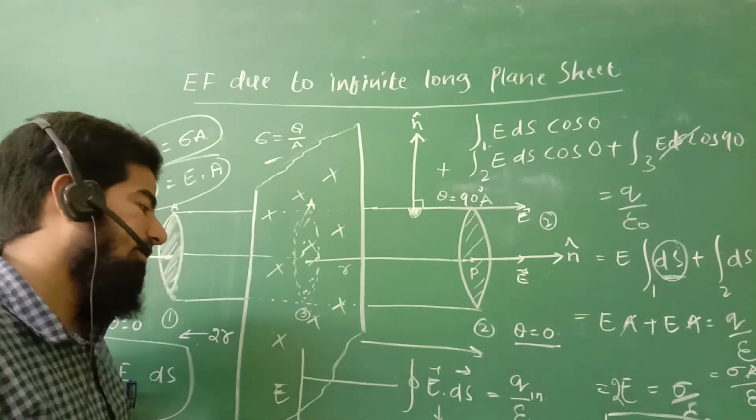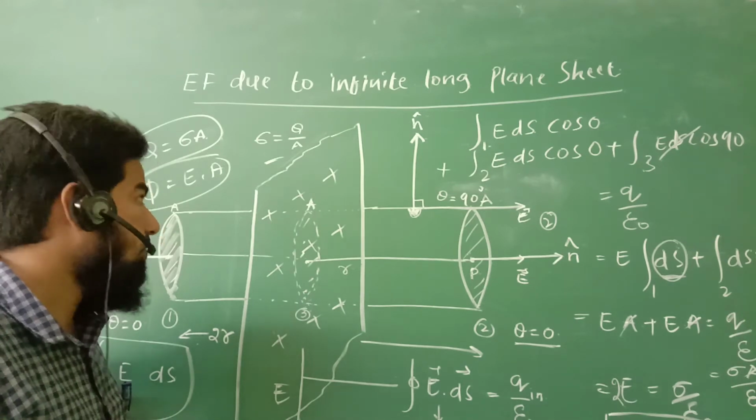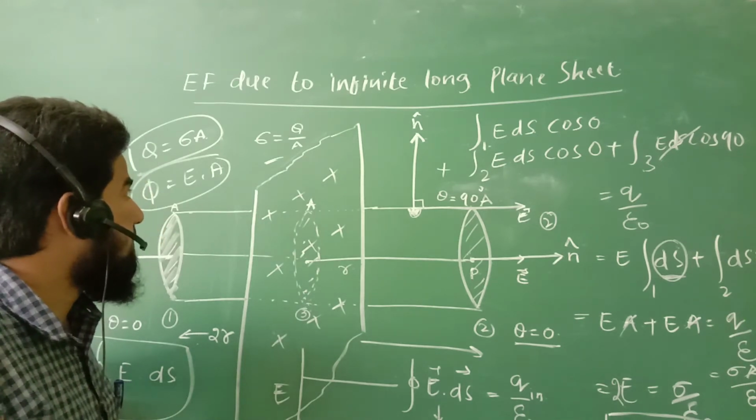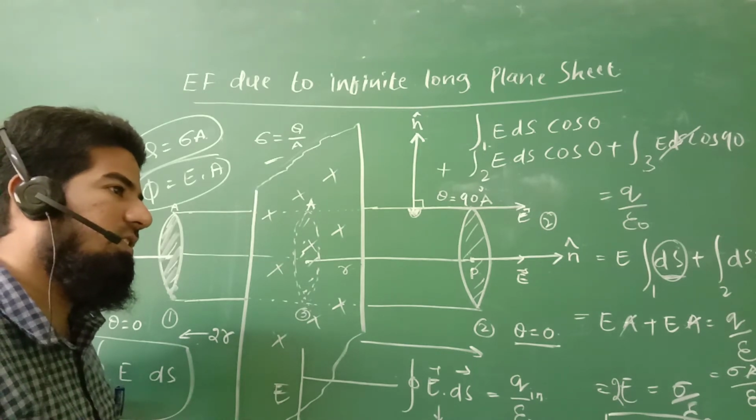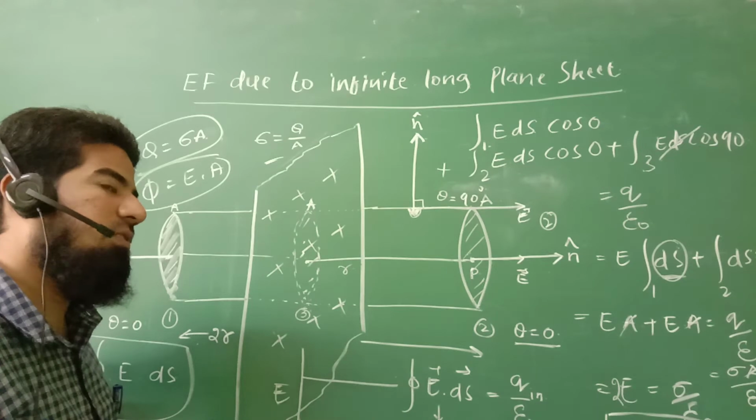Okay, one more thing here, the surface charge density is there. So what do we mean by the surface charge density? It is the charge per unit area.